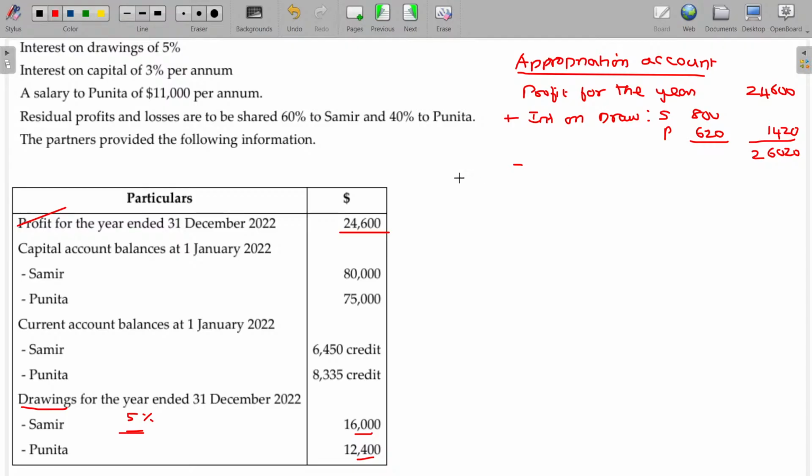Less, one after one. So we have to go for this one, interest on capital. Interest on capital for Samir and Punita. Interest on capital is only on capital account, not on current account. Be careful here. So on that 3% will be calculated: 2,400 for Samir, 2,250 for Punita. On 75,000, 3%, 2,250. Then overall interest on capital being 4,650.